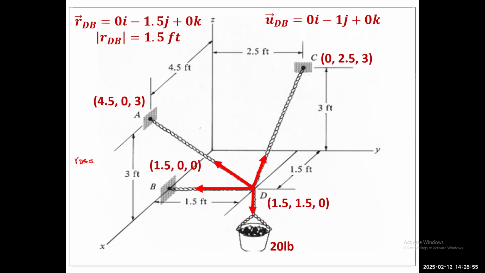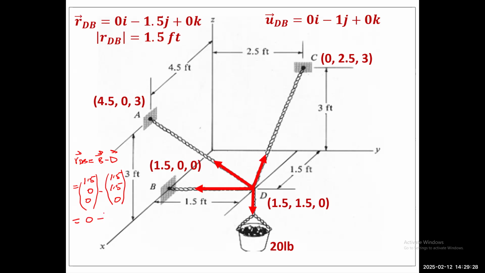RDB is equal to B minus D. Remember, simple relative vectors. So you get position point B, and B was 1.5, 0, 0, right? If you do it this way, you can't make a mistake. And then D, you put D as 1.5, 1.5. When you get comfortable with writing them, you can just look at it and write it and know what it is. So the first one is 0, because 1.5 from 1.5 is 0.